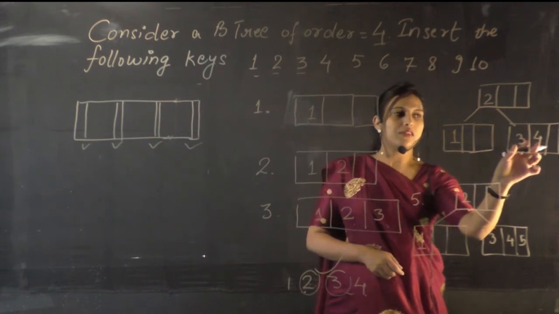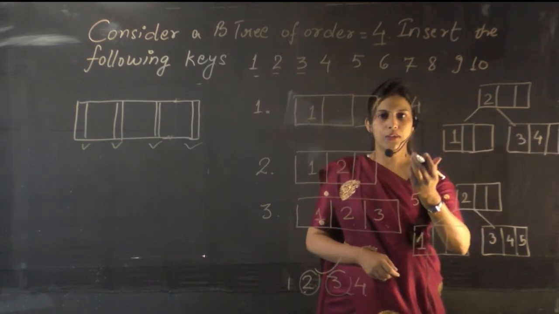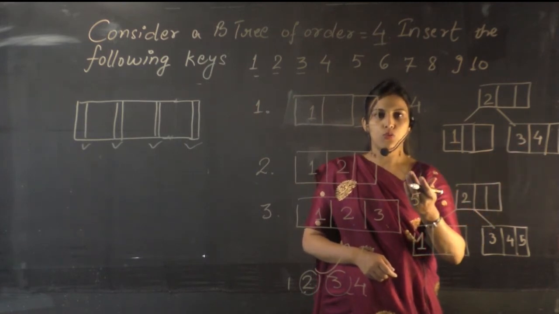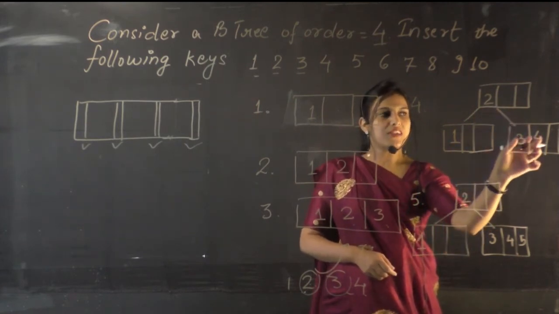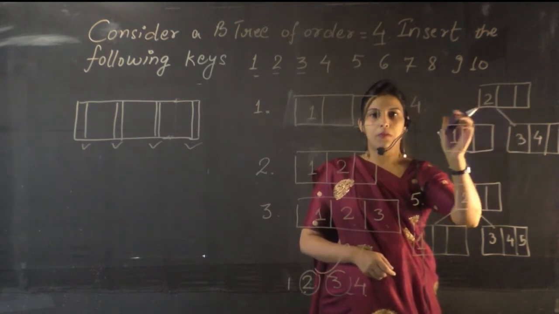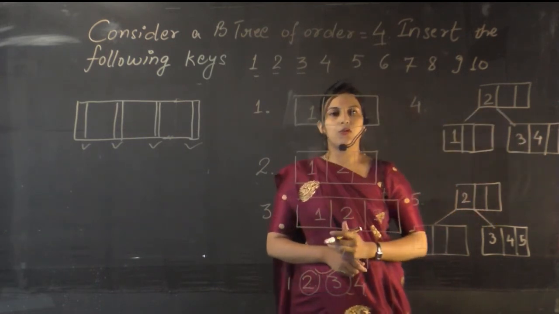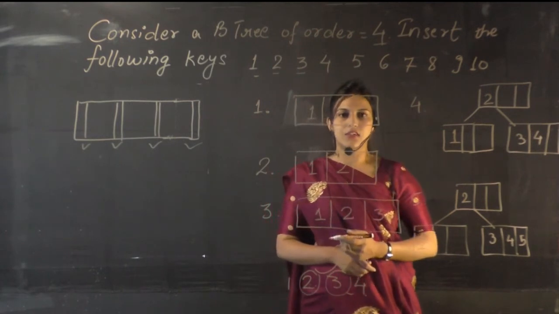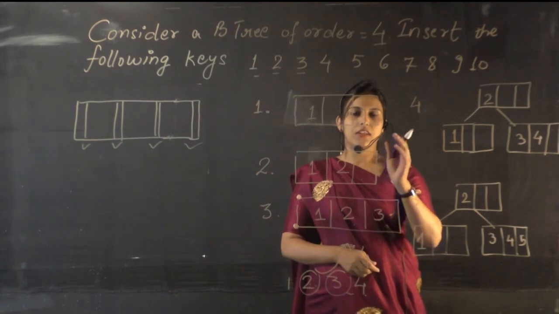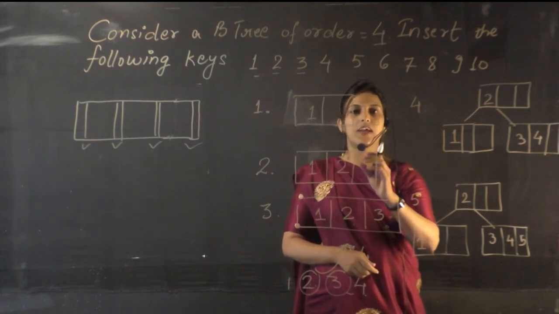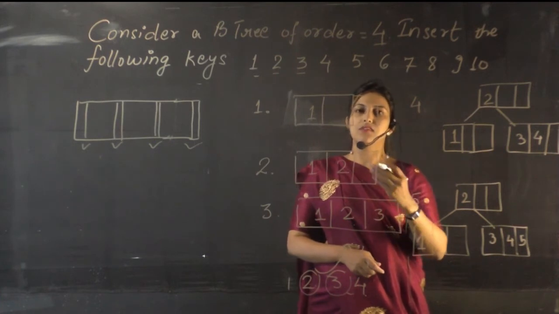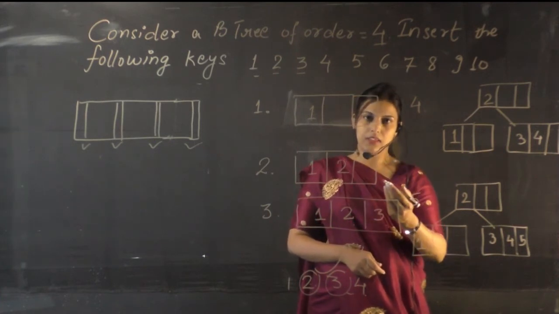Now the elements 3 and 4 are greater than 2. The value of 3 and 4 is greater than the root value. So these elements will be moved to the right position of the root, because B tree will follow the property of binary search tree. So in binary search tree, usually in the left side we insert the elements that are smaller than the root, and at the right side we insert the elements that are greater than the root.